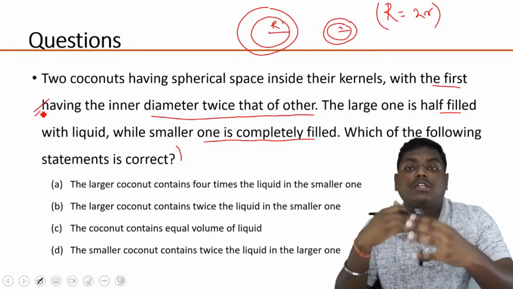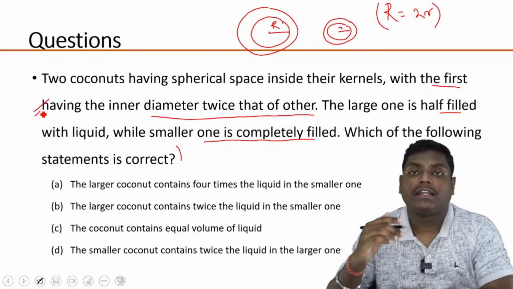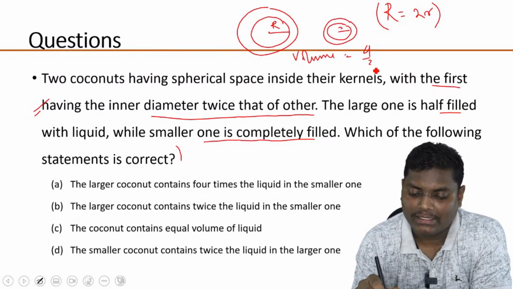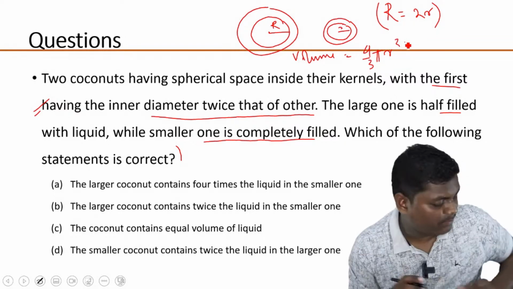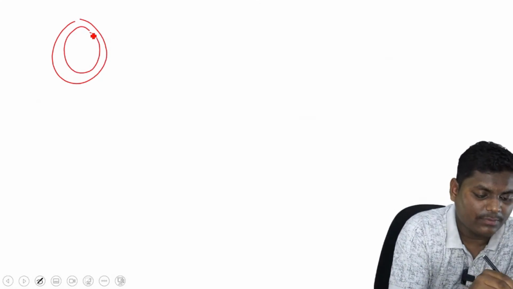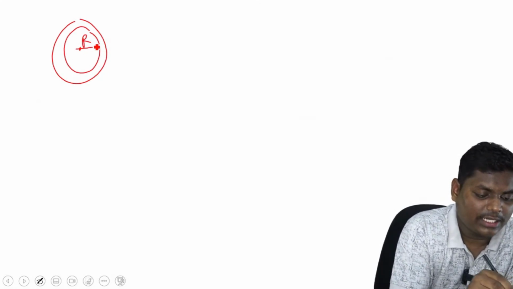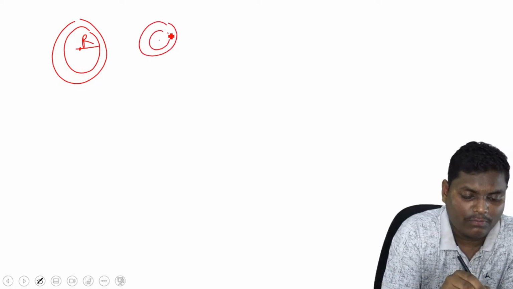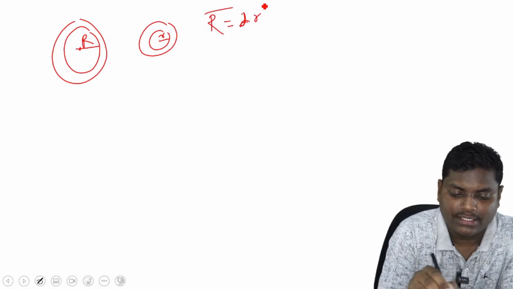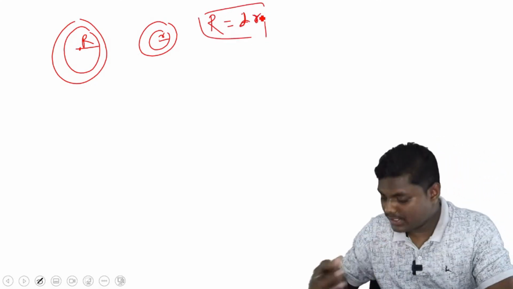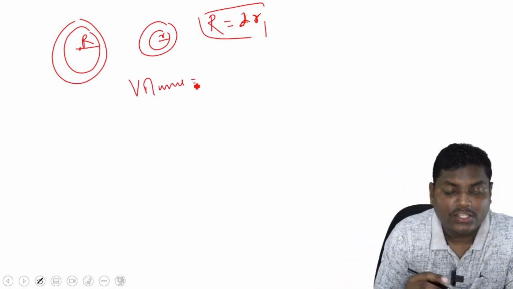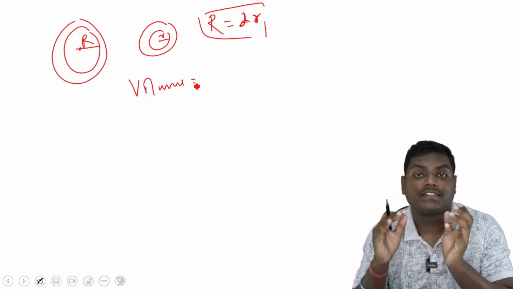If we need to compare the volumes, we know the volume of a sphere is 4 by 3 pi r cubed. I'll just write it over here. This is the bigger one with capital R, and this is the smaller one with small r, and capital R is equal to twice small r, as given in the question itself. See how many times we have discussed the formula for a sphere. It is a very important concept.